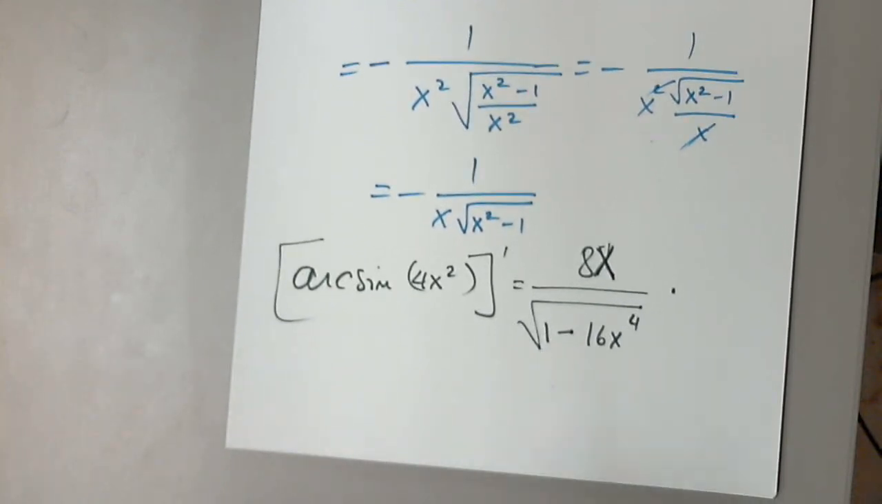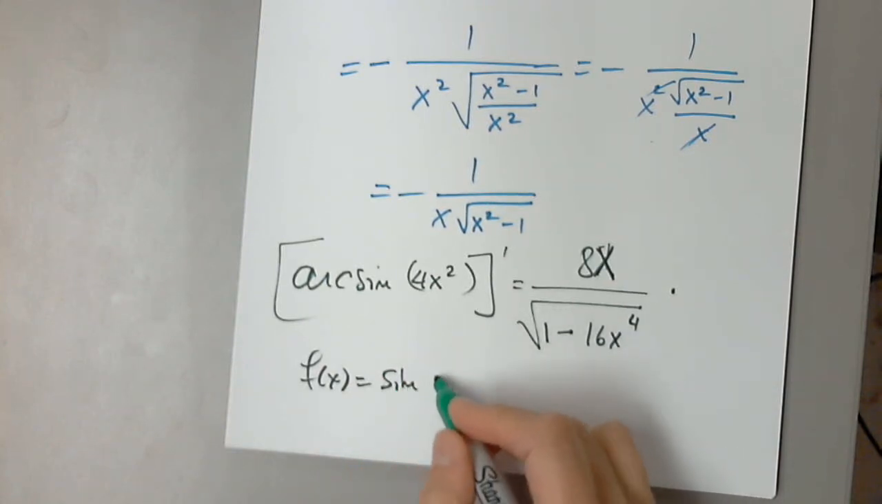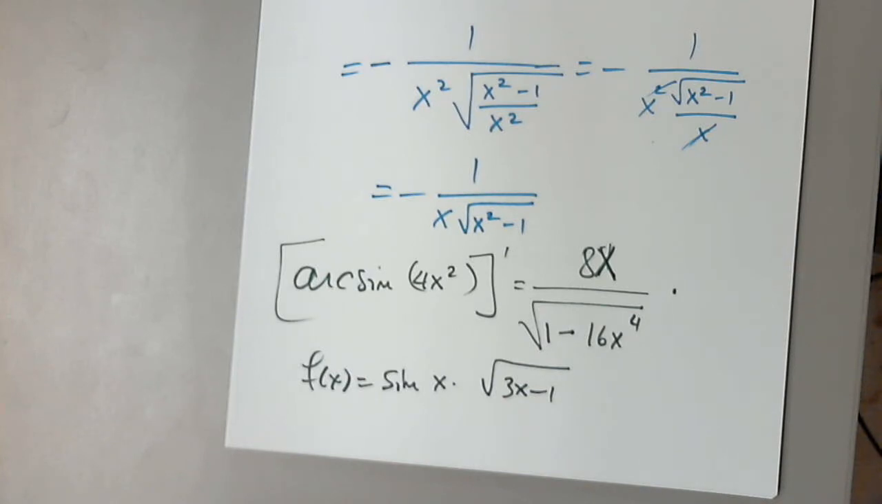Okay, so we have now f of x equals sine x times the square root of 3x minus 1. Okay, 1 minute. I hope you recognize that this is a product. So you will have a sum of 2 products.